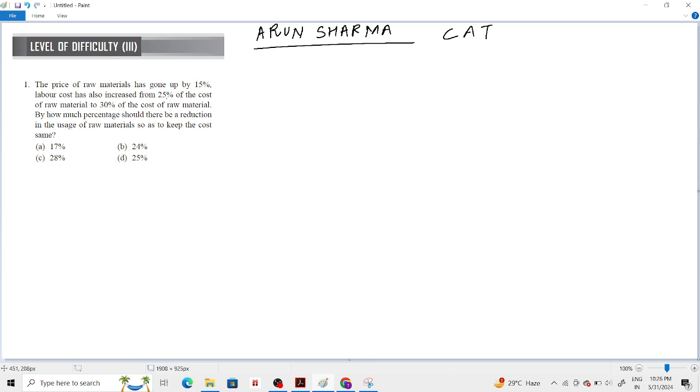So in this sum it says the price of raw material has gone up by 15%. Labor cost has also increased from 25% of the cost of raw material to 30% of the cost of raw material. By how much percent should there be reduction in the usage of raw materials to keep the cost same?